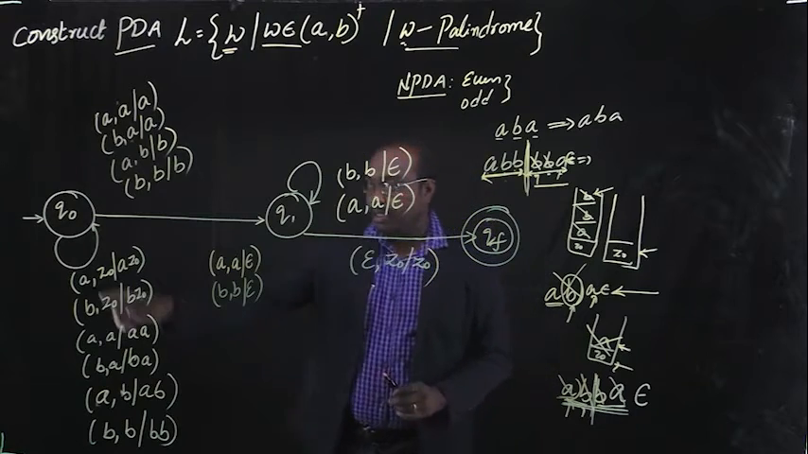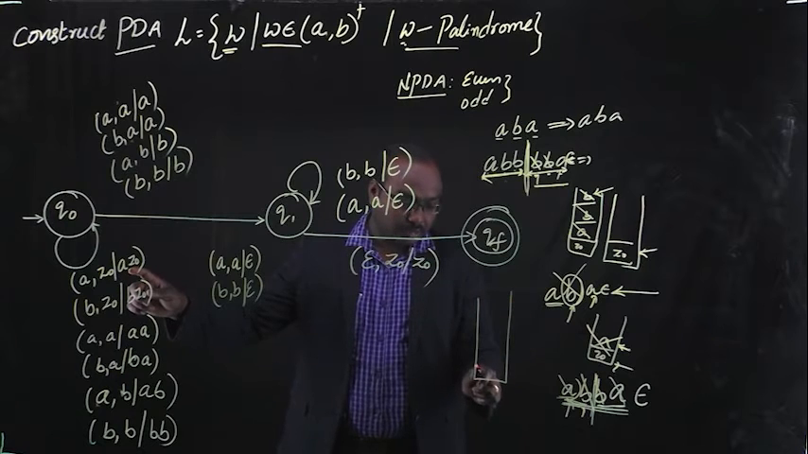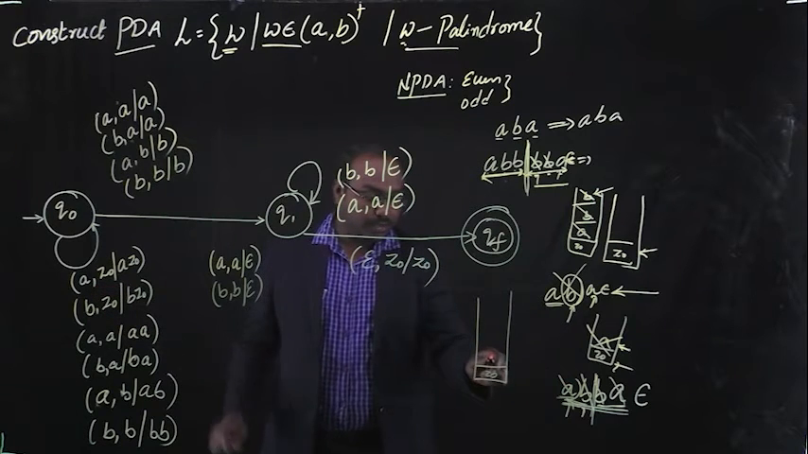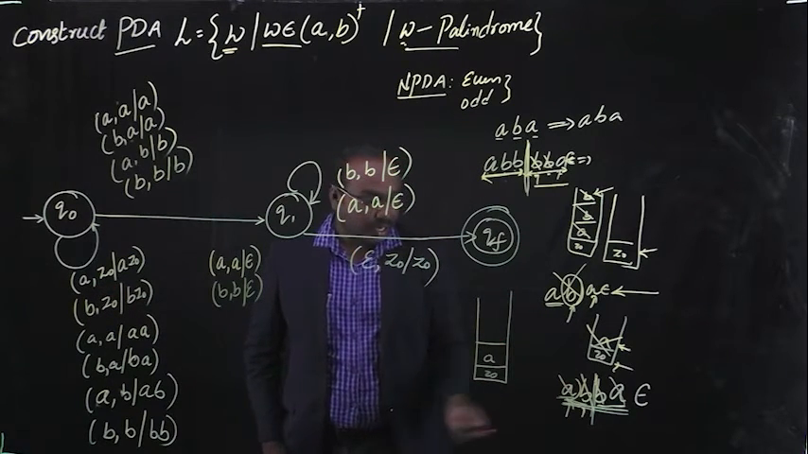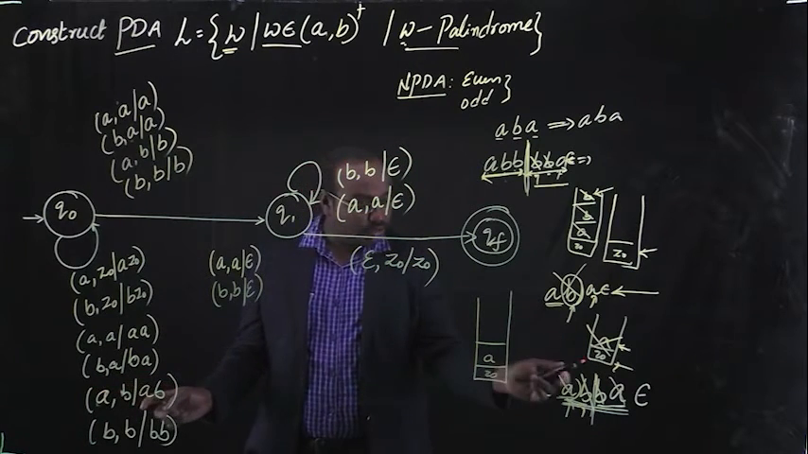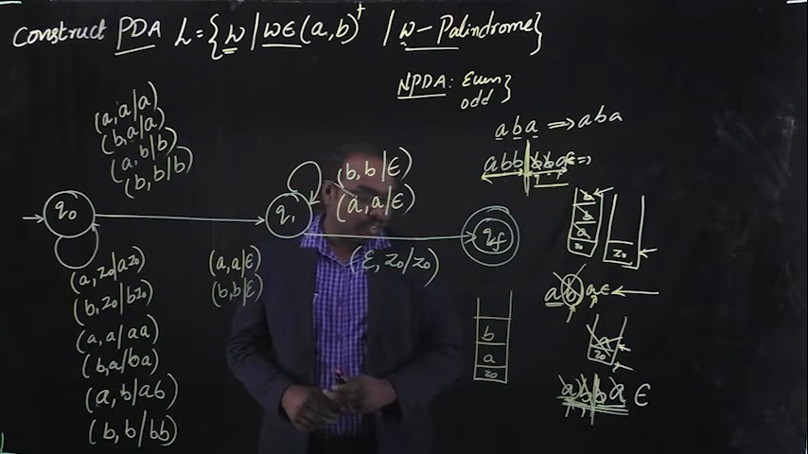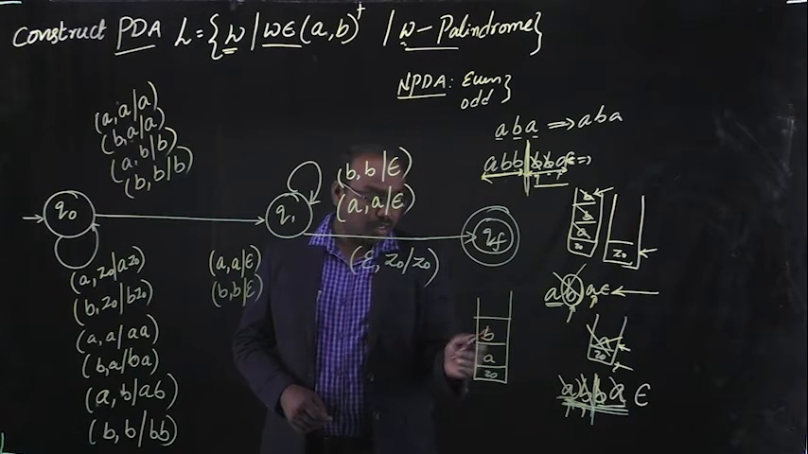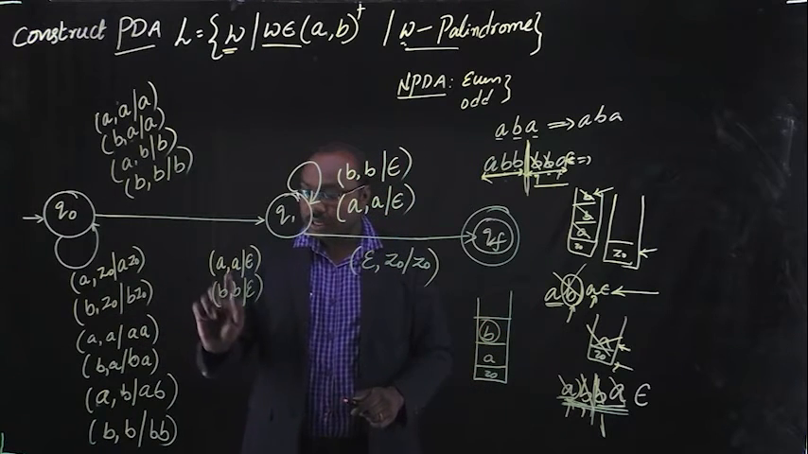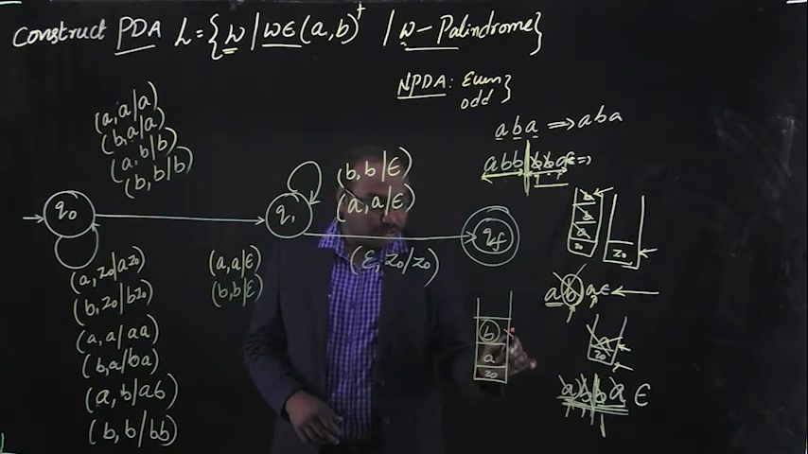A is the input symbol, A Z0. Okay, let me explain. So this is my top of the element, and if the input symbol is A, we can push that element onto the stack. And if the input symbol is B and the top of the element is A, we can push that B onto the stack. And next one, if the input symbol is B and the top of the element is B, then we can remove that element from the stack. B on B, so this element should be removed from the stack.